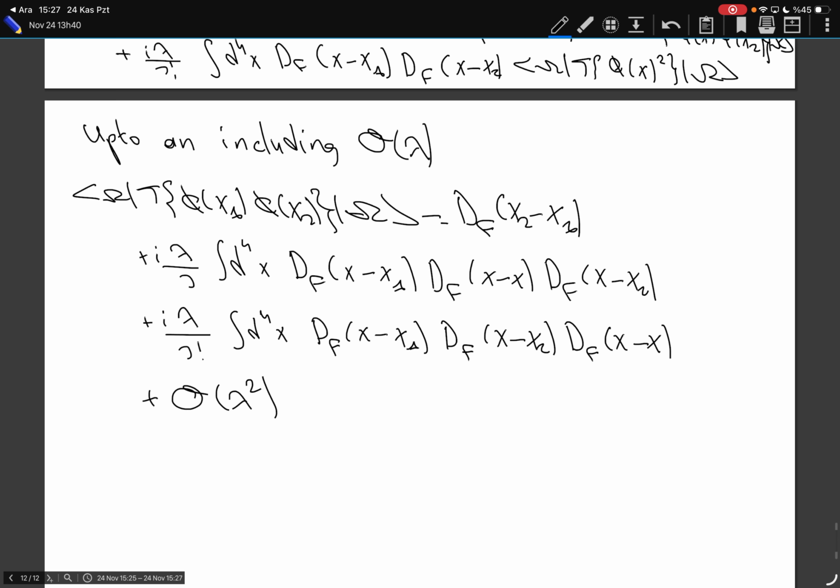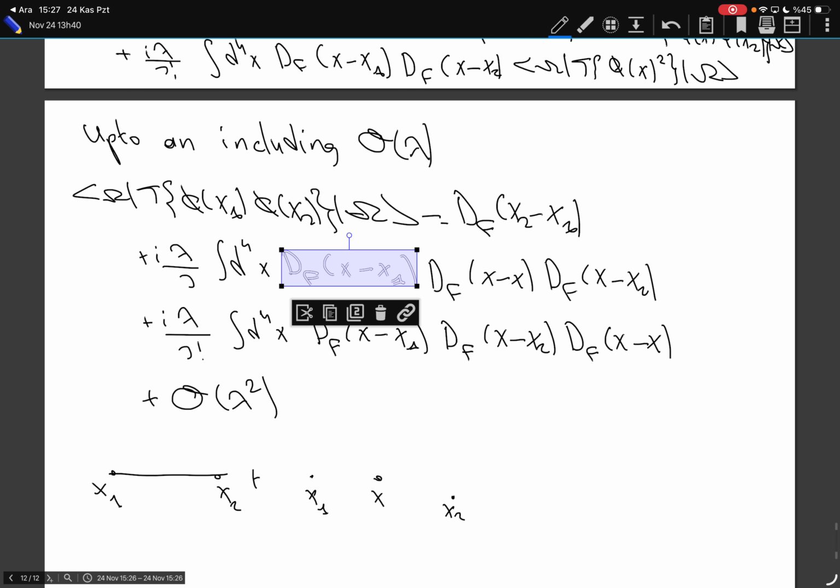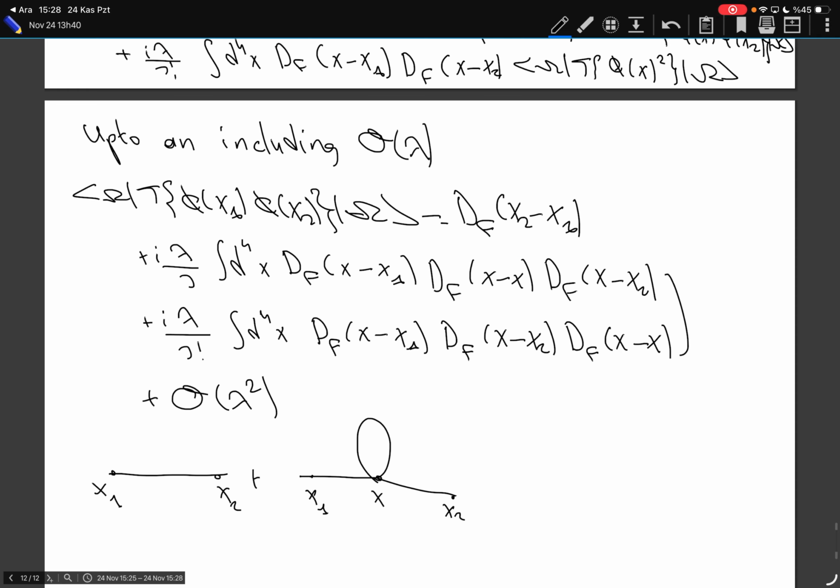Well, if you look at the diagrams, this is just the propagator connecting x1 and x2. In these ones, there is an intermediate point x. So this is x1, this is x2, this is x. x1 is connected to x, x2 is connected to x, and x is connected to itself. Well, these two terms are the same. So these are my diagrams.